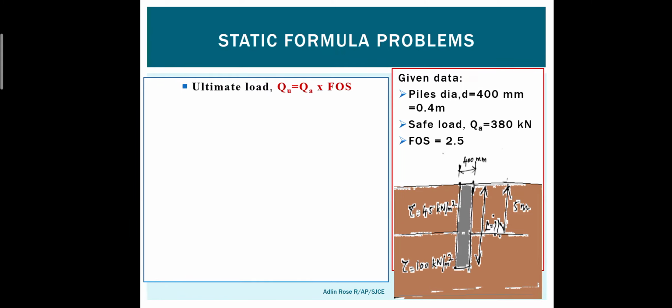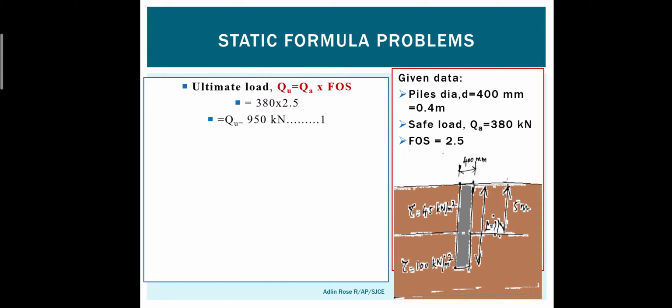So first of all, we convert the given allowable load to ultimate load. We know that allowable load is equal to ultimate load divided by factor of safety. Now what is ultimate load? Ultimate load is equal to allowable load into factor of safety. So allowable load is given as 380 multiplied by factor of safety which is 2.5, we get 950 kilonewton. Keep it as equation 1.